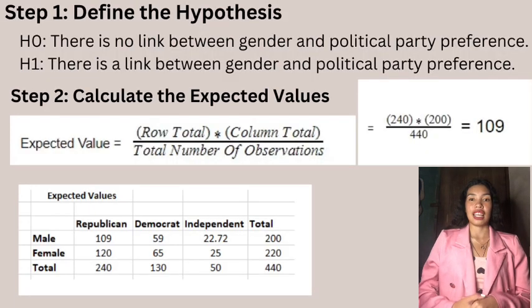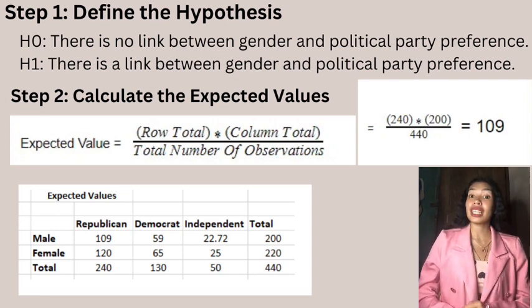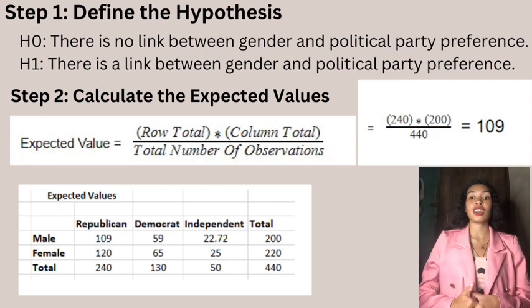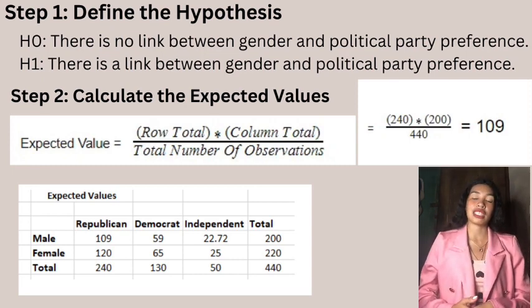Define the hypothesis. So our null hypothesis would be there is no link between gender and political party preference, while our alternative hypothesis would be there is a link between gender and political party preference. So let's proceed to step 2.